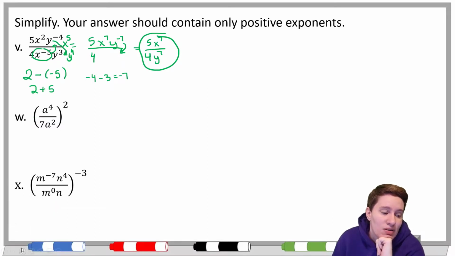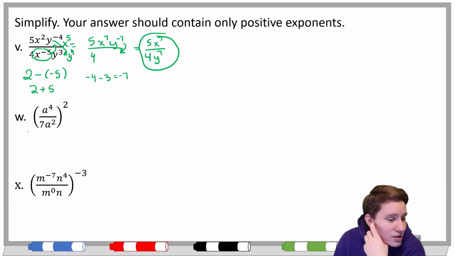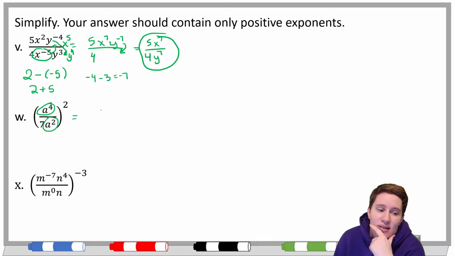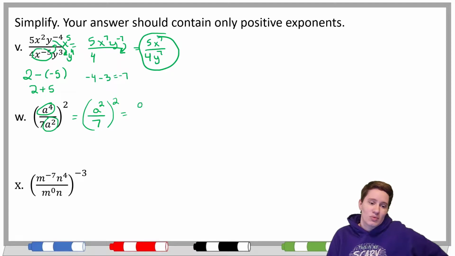Can't remember now. If we've got a to the 4th over 7a squared, then we square it. Everything inside needs to get squared. But I could go ahead and simplify these first. A to the 4th over a squared ends up being an a squared on top. The 7 would stay on bottom. And then I need to square both of these things. So a squared squared, we would multiply those exponents together and get 4. And then 7 squared would be 49.